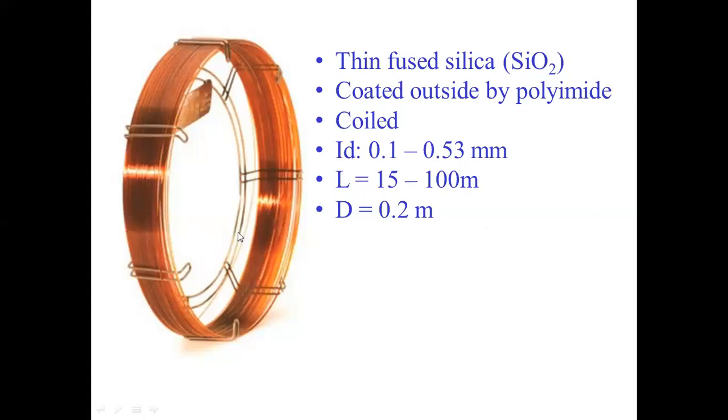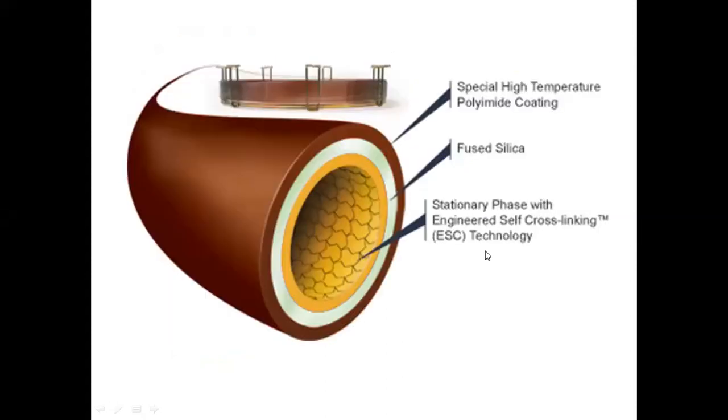So you must not be confused between internal diameter and the diameter. The diameter is the external diameter, the coil diameter. ID is the capillary diameter. Capillary diameter will be less than a millimeter, and the external diameter will be around 0.2 meter, which is 200 centimeter. So this is the cross-sectional view of this capillary column. You can see very clearly.